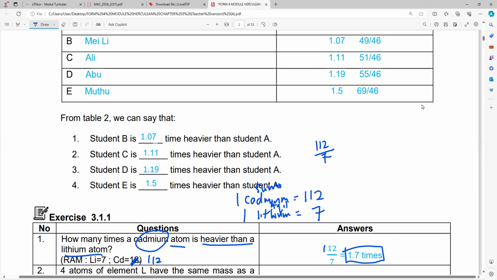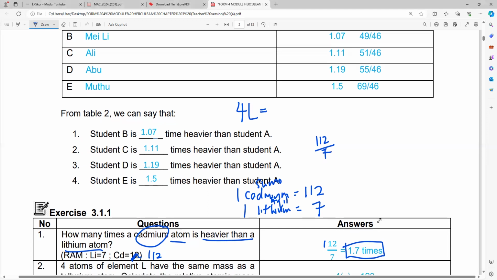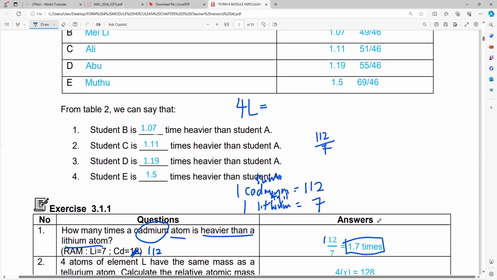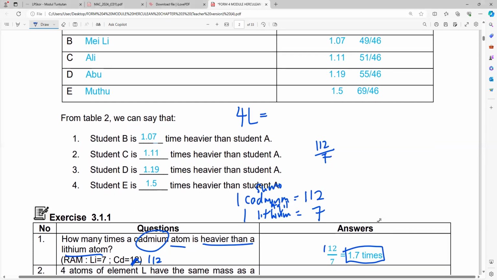Yes, sir. Okay, maybe I do one more with y'all lah. See whether y'all get it. Okay, 4 atoms of L. So teacher writes down here 4 atoms of L. Teacher doesn't want to scroll down because the answer is there already. I don't want to show you all the answer. 4 atoms of L has the same mass as a beryllium atom. How much is a beryllium atom?